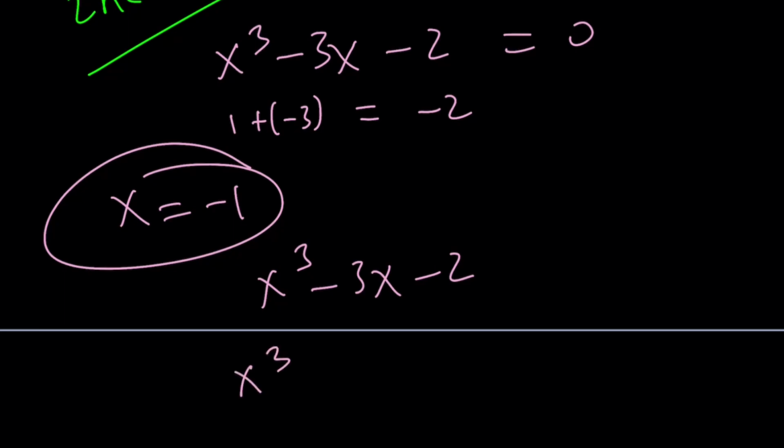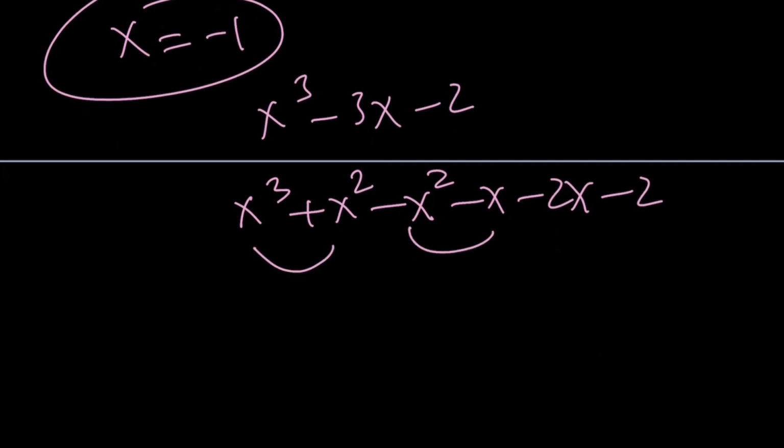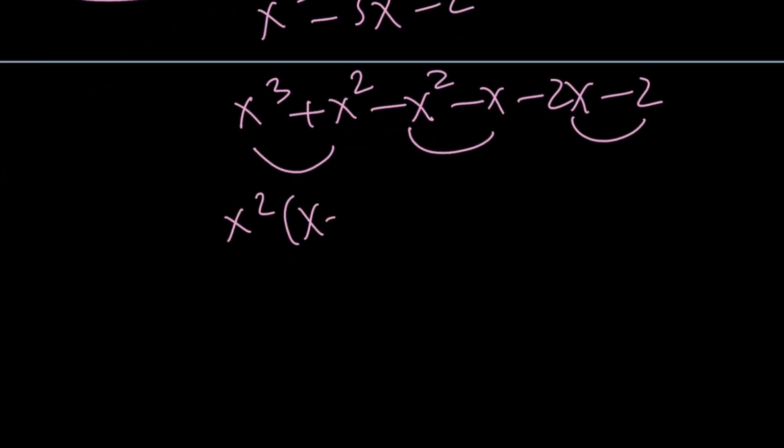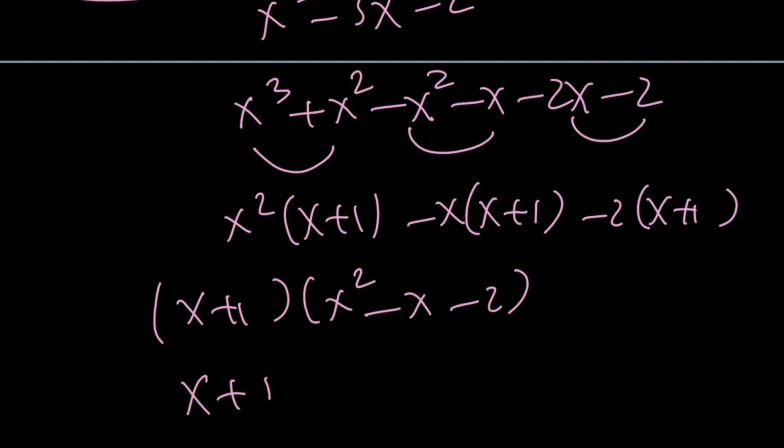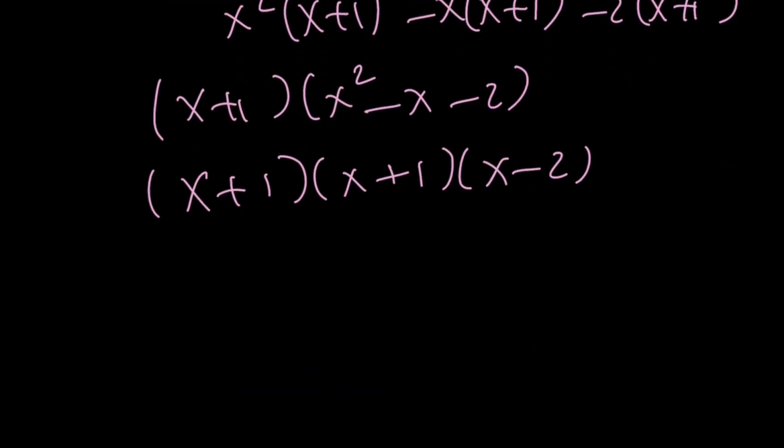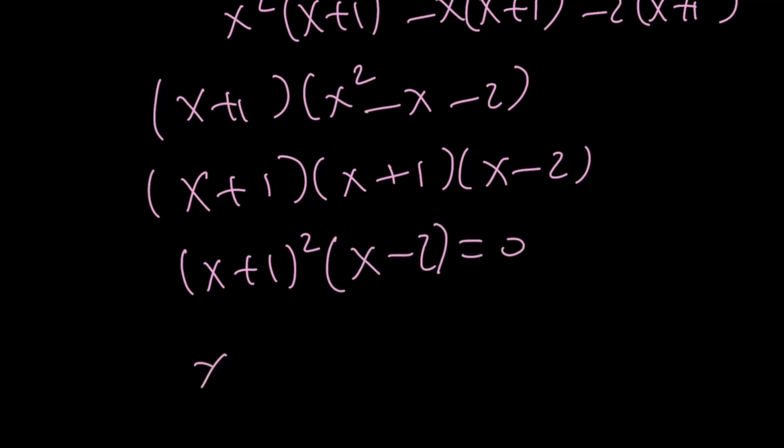In other words, we can write it like x cubed plus x squared minus x squared minus x minus 2x minus 2. Because this gives us x plus 1 is a factor. x squared times x plus 1, minus x times x plus 1, minus 2 times x plus 1, gives us x plus 1 times x squared minus x minus 2. And now x squared minus x minus 2 is factorable into x plus 1 and x minus 2. And this gives us x plus 1 squared times x minus 2 equals 0. And that is, negative 1 and 2 are going to be the solutions as before.